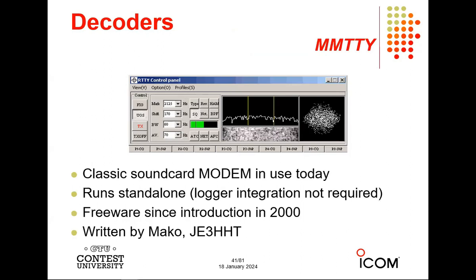So for decoders, I mentioned earlier that I recommend MMTTY. You can Google that. Like I said, it's free. You can download it, and it will operate standalone. In other words, you can just run this program, set up the hardware that I've described so far, and get on RTTY. It actually has a rudimentary logging program in there and a little message array and so forth, so it's really self-contained. None of the other decoders and encoders have that. So that's why I recommend that you start here.